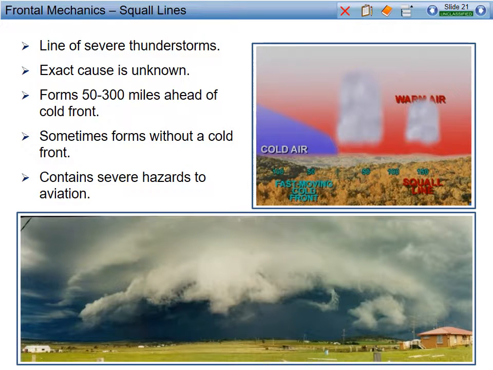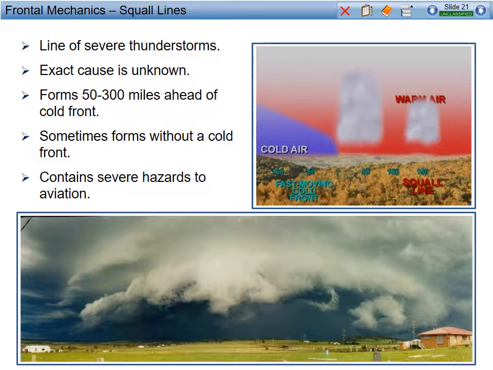Squall lines are lines of severe thunderstorms. Their exact cause is unknown. If they do form in association with a cold front, they will form 50 to 300 miles ahead of the cold front, but they do sometimes form without the existence of a cold front. These contain severe hazards to aviation, and it would be ill-advised to fly in the vicinity of or especially through any of these squall lines.